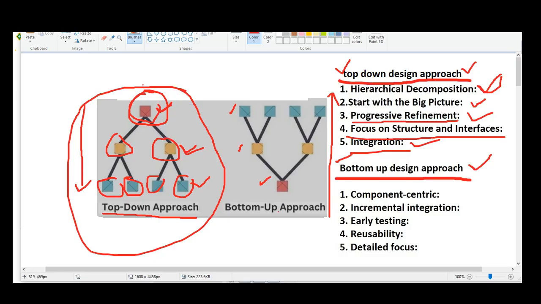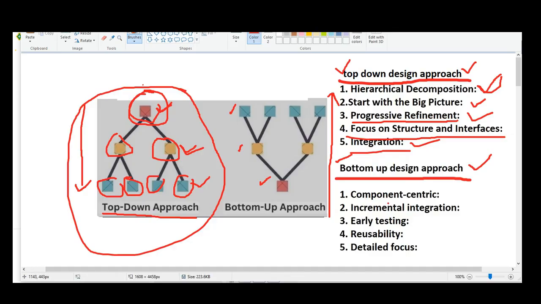An example for the bottom-up design approach is object-oriented programming languages like C++, Java and Python. An example for the top-down design approach is C language. The best example is C language or structured programming languages.